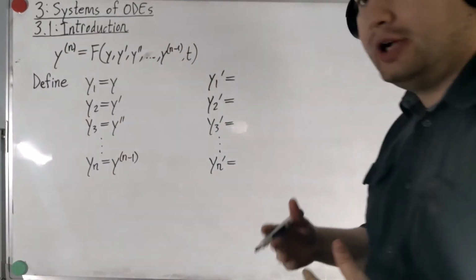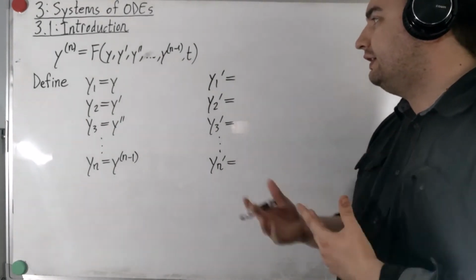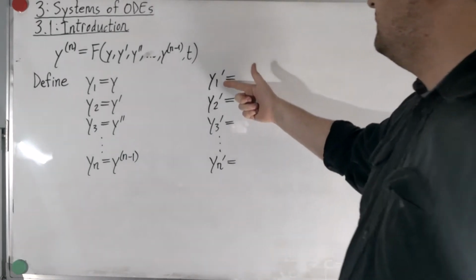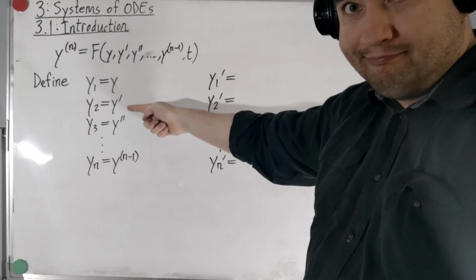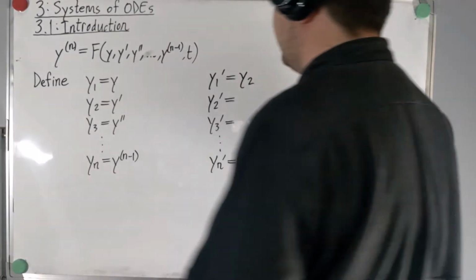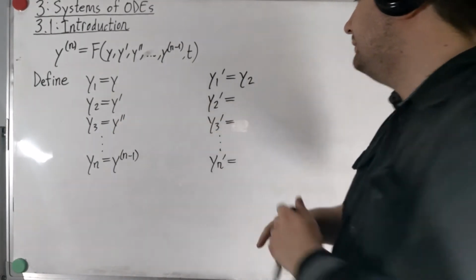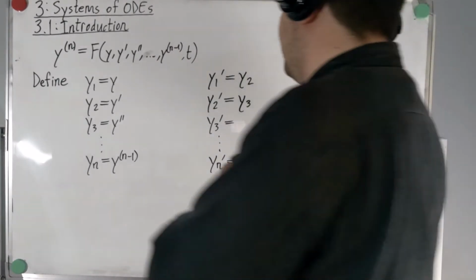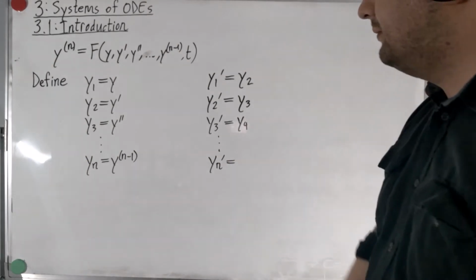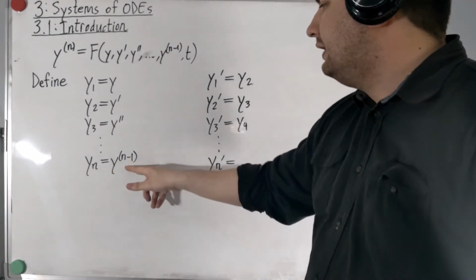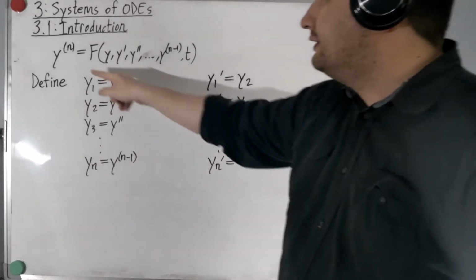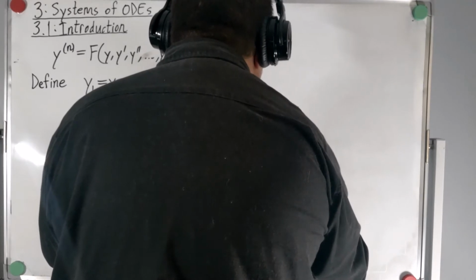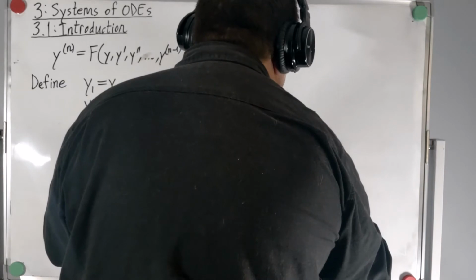We're trying to write a linear system, a first order linear system. So it has to look like this on the left-hand side. So we just have to notice here, y1 prime is y prime, which is y2. y2 prime is going to be y prime prime, which is y3. y3 prime is going to be third derivative of y, which is going to be y4. And so on and so forth, until we get down to yn, the n minus first derivative of y. You take the derivative of that, you get the nth derivative of y, and we already know what that is. That is this big function of y, y prime, dot, dot, dot, n minus first derivative of y and t.